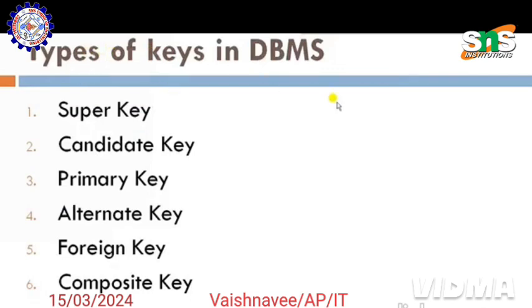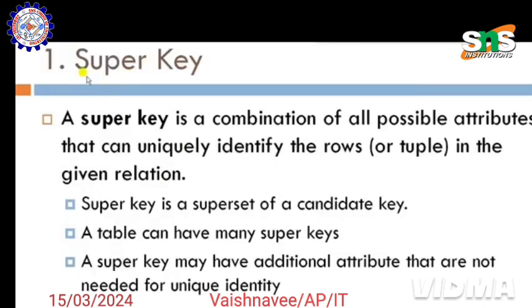There are types of keys in DBMS: super key, candidate key, primary key, alternate key, foreign key, and then composite key. A super key is a combination of all possible attributes that can uniquely identify a row in the given relation. As we saw before, the key which only identifies the rows uniquely is said to be a super key. The attributes that can identify the row uniquely are said to be a super key, like Aadhaar number, email ID. Each person can have only one, related to only one person. So these are said to be super keys.